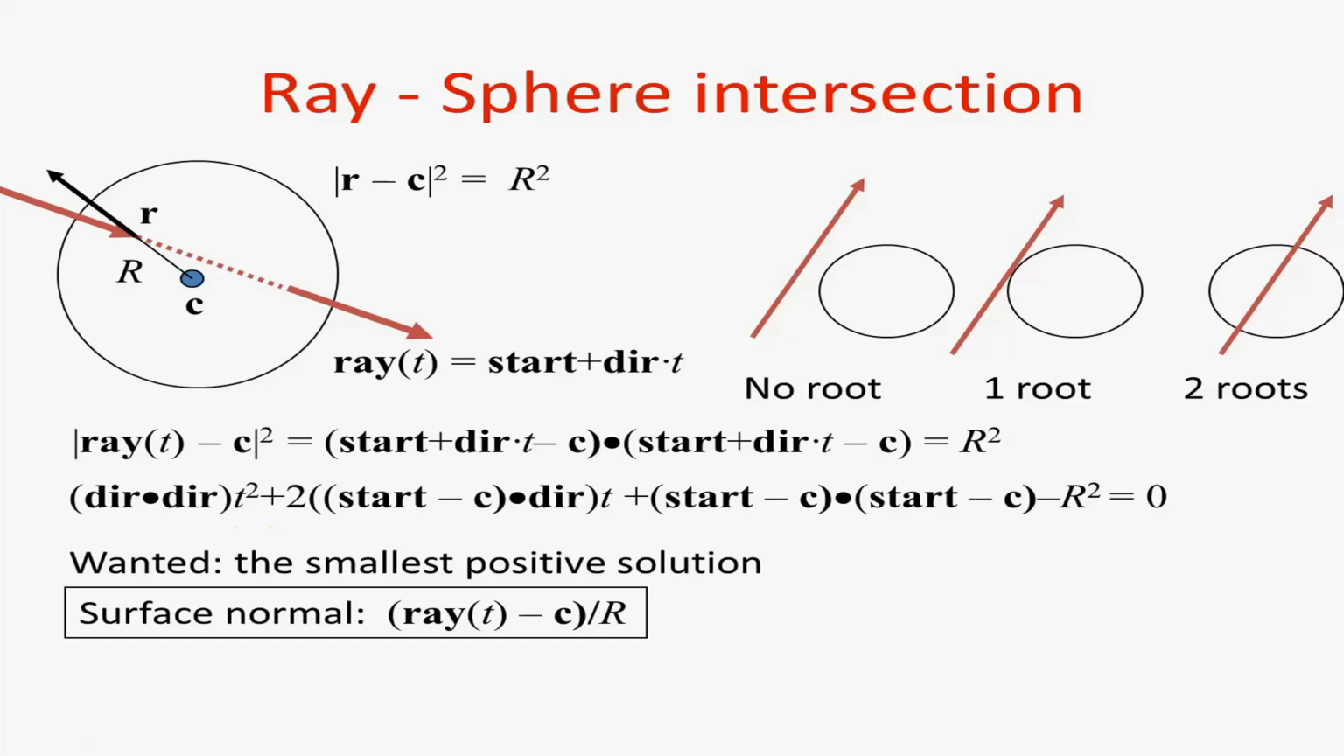We have to emphasize that complex roots have no physical meaning here. So the real roots correspond to the cases when we have no intersection, we have just one intersection since the ray is a tangent to the sphere, and when there are two intersections, when the ray enters the sphere and then later exits it. Recall that we also need the surface normal at the intersection point.